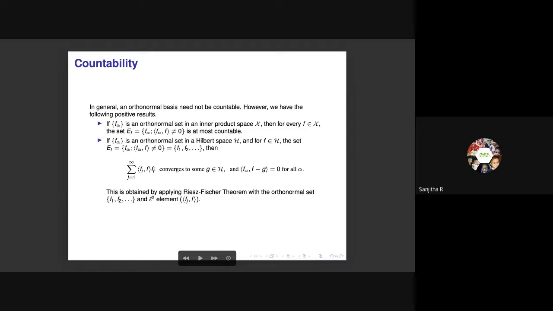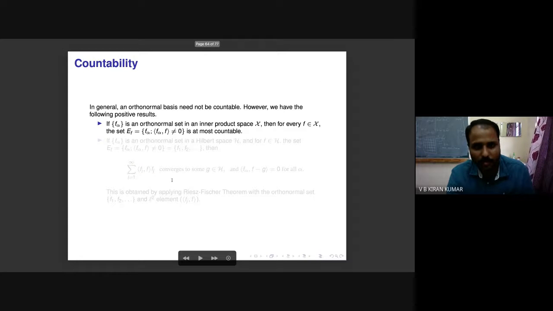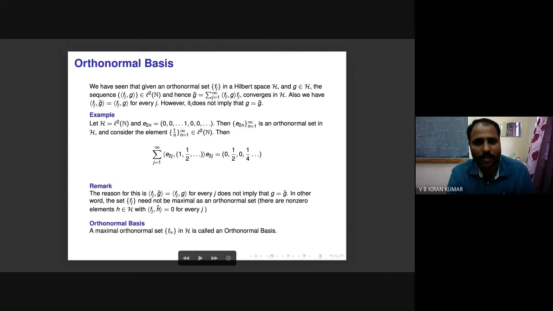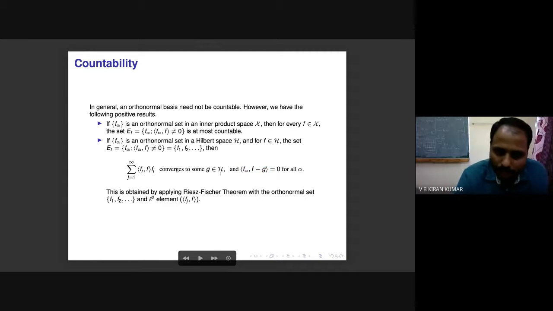Yes. Now you can write this as G and take the inner product with f_alpha. Or you just apply whatever you did here. So we have this, and this is what we use: the inner product of f_j with G tilde will be equal to that of f_j with G for all j. So this means the inner product of f_j with G tilde minus G equals 0. That's what we use. Is that okay? Okay, sir.